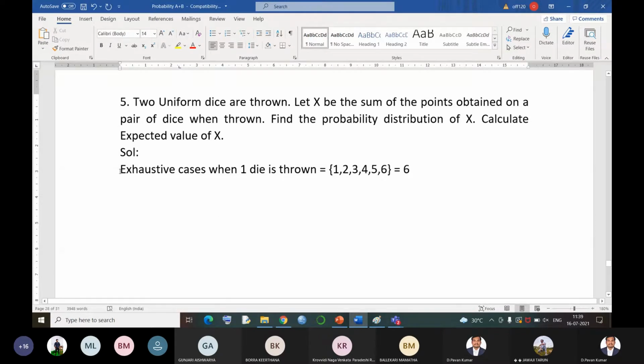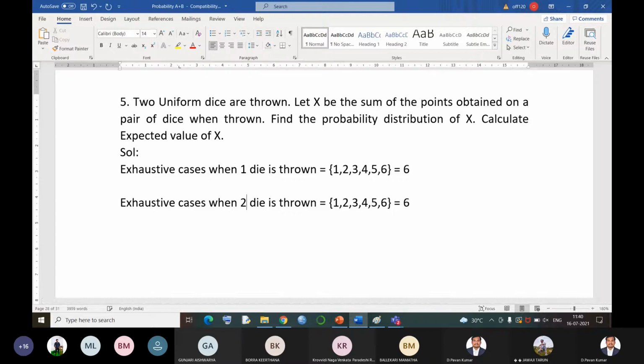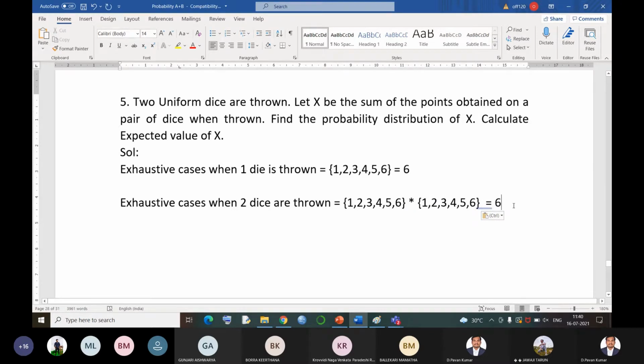But in this problem, two uniform dice are rolled. So the exhaustive number of cases when two dice are thrown comes from the multiplication principle. Exhaustive cases for two dice is 6 square, right? 6 square means the combination of these two. These are the outcomes of the first die, and these are the outcomes of the second die. So the combination of these two will be the exhaustive cases of our problem.